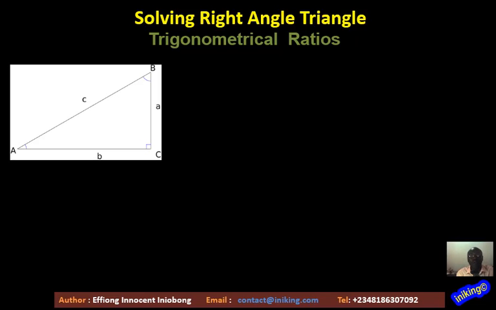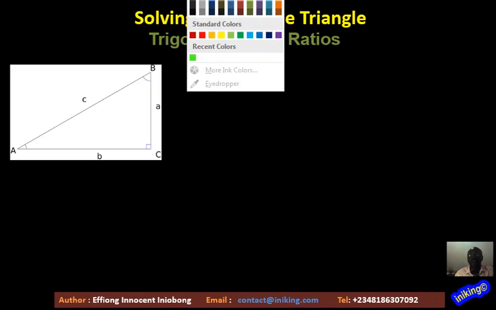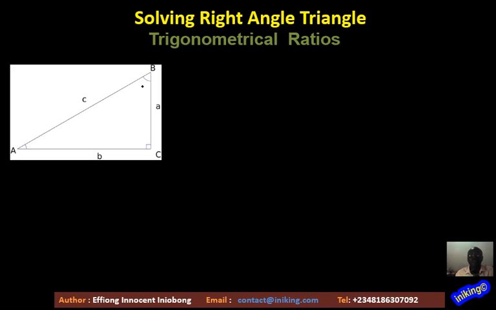Here I have the triangle ABC. All 3 sides are stated as small letter a, small letter b, and small letter c. None of the angles there is provided. By angles, what do I mean? I refer to this angle there and also this angle. Well, already we know that this is 90 degrees.